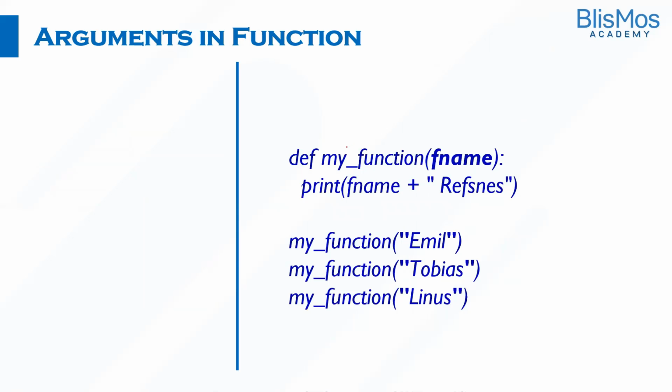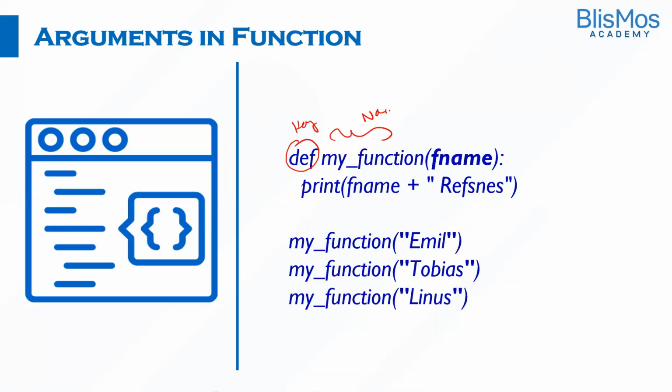Here we are taking one more example. This is the keyword, this is the name of the function, and this is an argument. We are passing only one argument, which is also called a parameter. And then this is the statement you want executed. What you can do is replace this with Emil, Tobias, Linus.